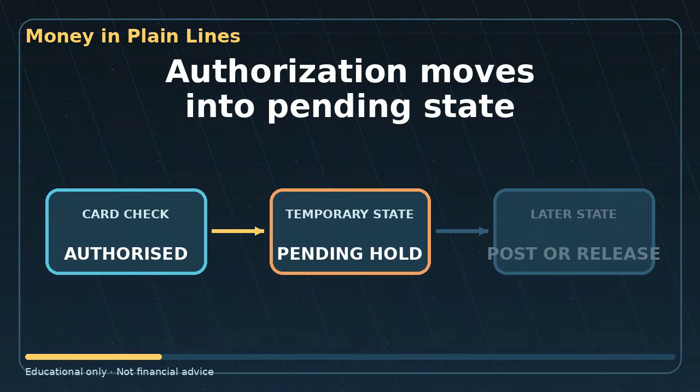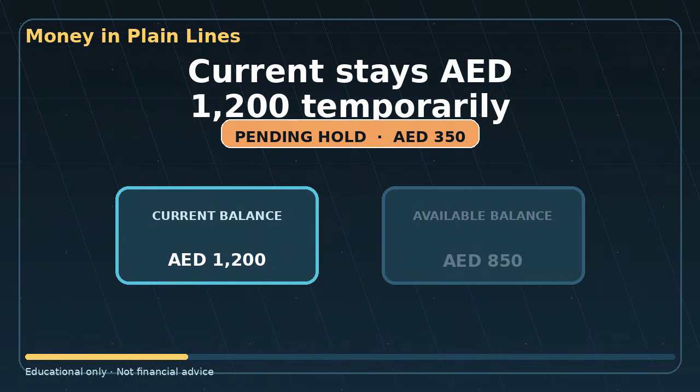In this classroom example, the current balance remains AED 1,200 while the hotel authorization is pending because no final hotel charge is posted to the ledger yet, even though the separate available balance has already moved down to AED 850 to reflect the AED 350 temporary hold.